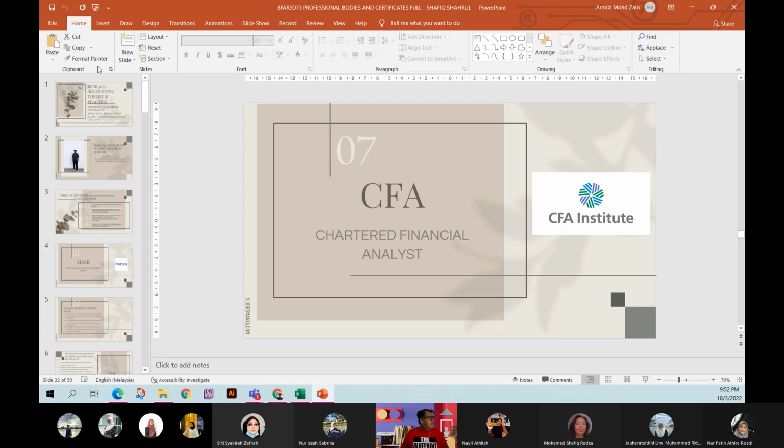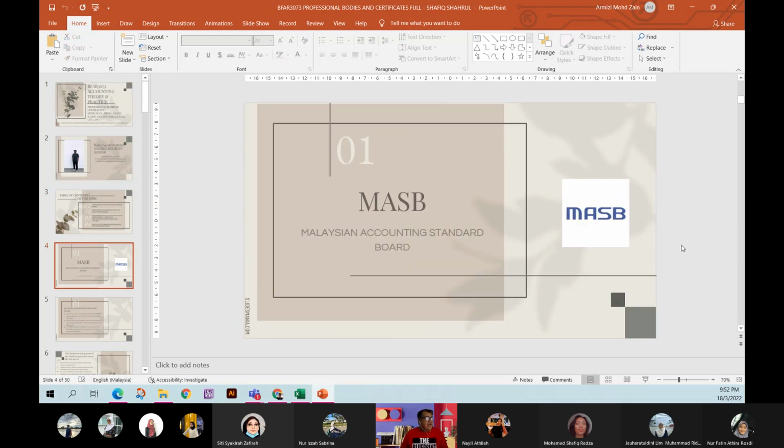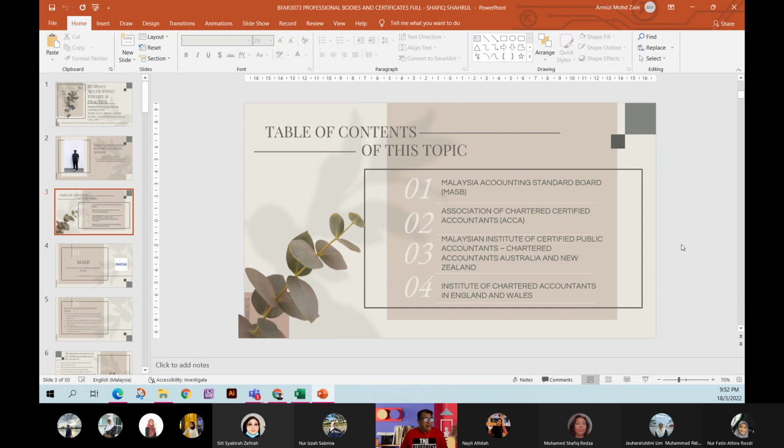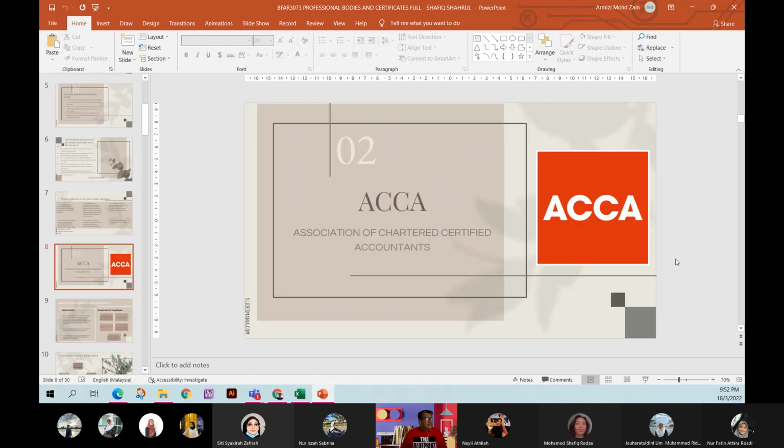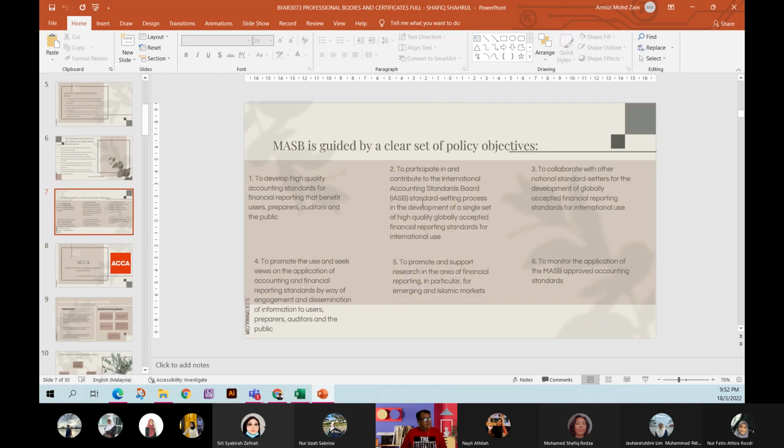Inilah antara professional bodies dengan sertifikat yang ada di Malaysia yang boleh you apply. MPSB ada, dia body yang handle dan uruskan standard kita. ACCA, MICPA, CAANZ, dia collaboration antara dua ni: Malaysia Institute of Certified Public Accountants dengan Chartered Accountants Australia and New Zealand. ICAEW ni number one lah kalau accounting. Kalau ada orang ambil ICAEW tu, dia consider power lah. So ni function dia semua. Kat sini you boleh cedok info-info ya. Apa fungsi dia, MPSB semua ni kat sini.